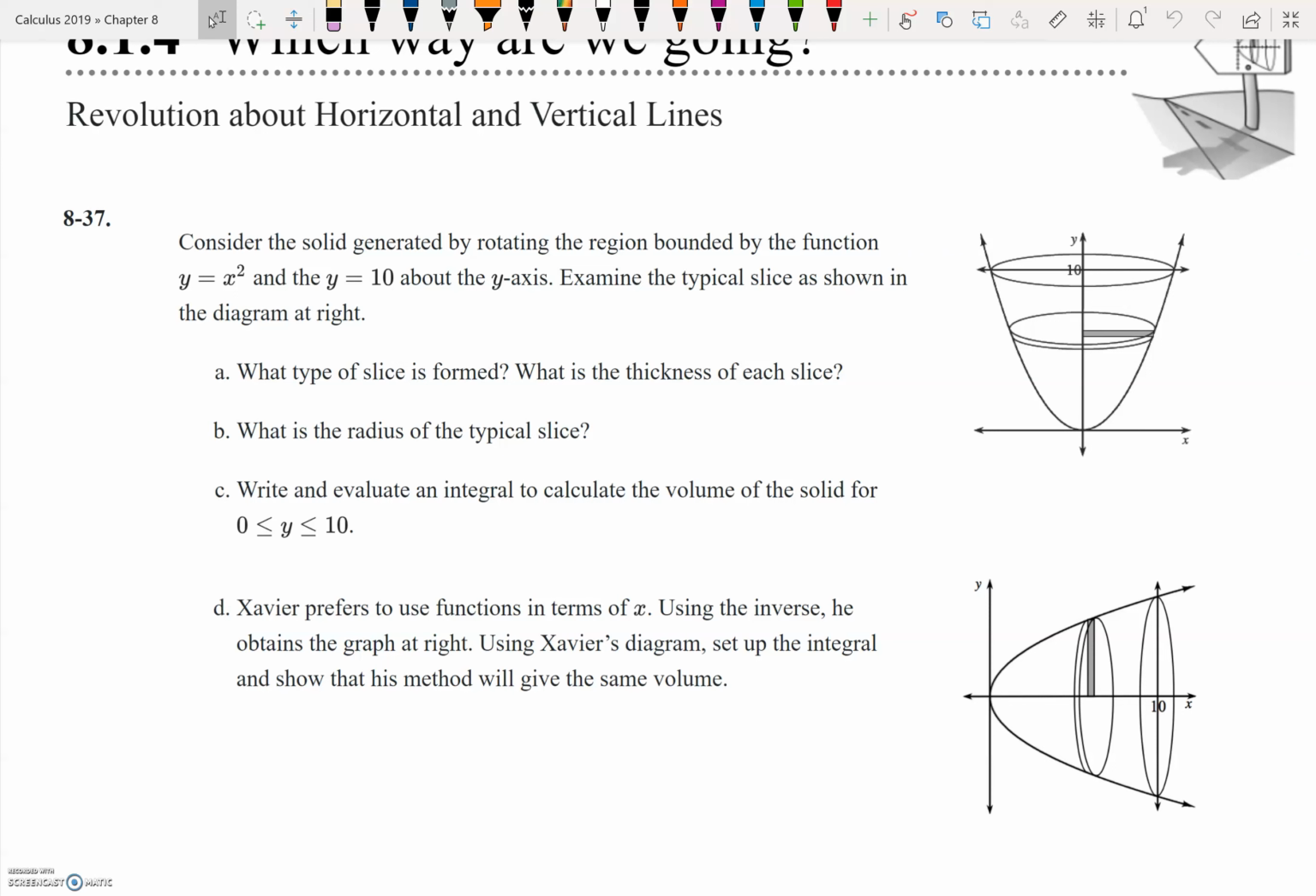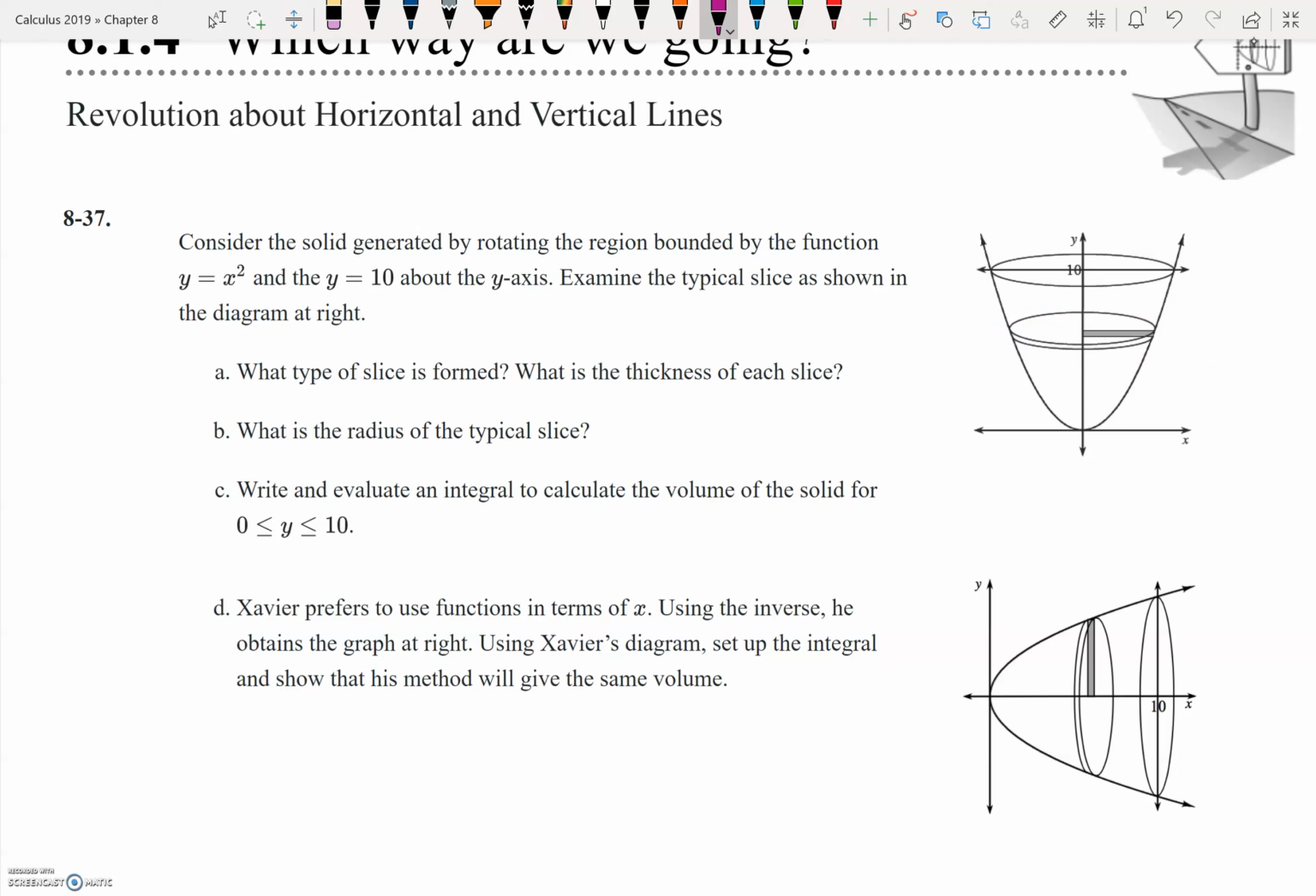So in 8.37 it says there is a solid generated by rotating the region bounded by the function y equals x squared and y equals 10. And this is going to be around the y-axis, so we end up getting this cup-like shape. We're going to examine the slice as shown on the right. What slice is formed? This is a disk.